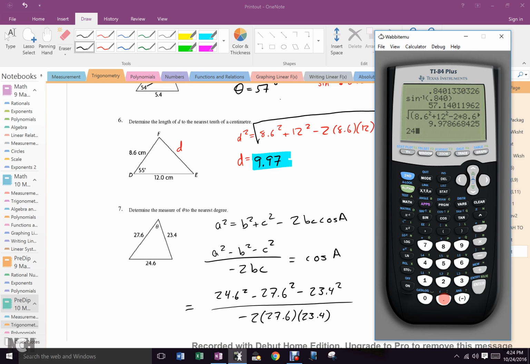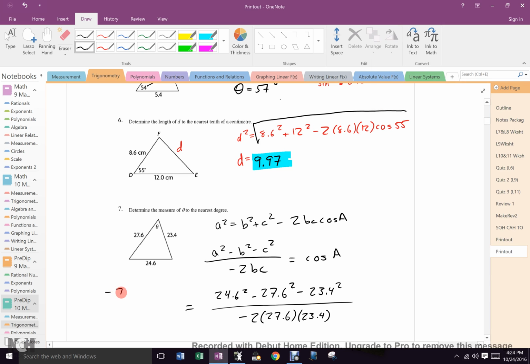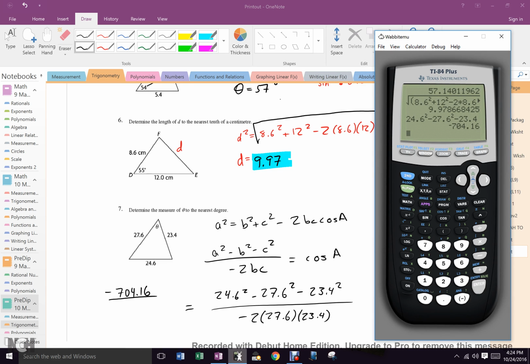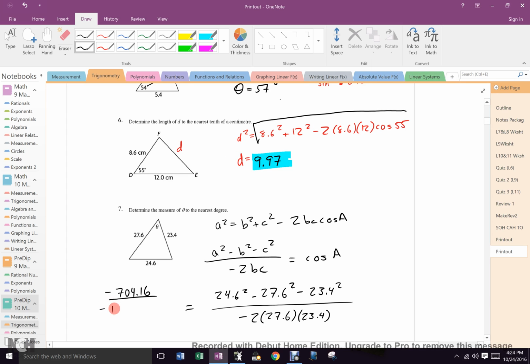So 24.6 squared minus 27.6 squared minus 23.4 squared equals -704.16 over, I go back to my calculator, -2 times 27.6 times 23.4 equals -1291.